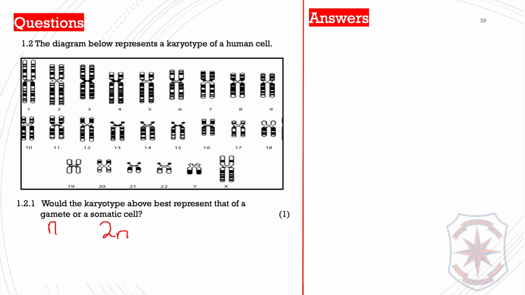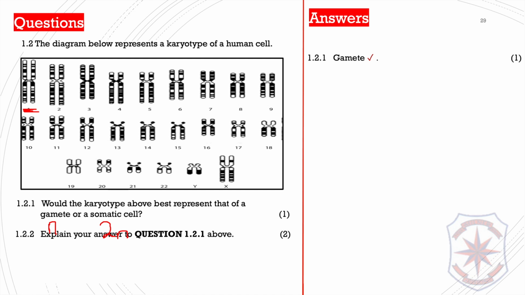Now, does this karyotype show 2 sets of chromosomes? No, it doesn't. It shows 1 set, because on each position we have 1 chromosome instead of 2 chromosomes. If we had 2 sets of chromosomes, each position would have 2 homologous chromosomes. So the answer to that is a gamete.